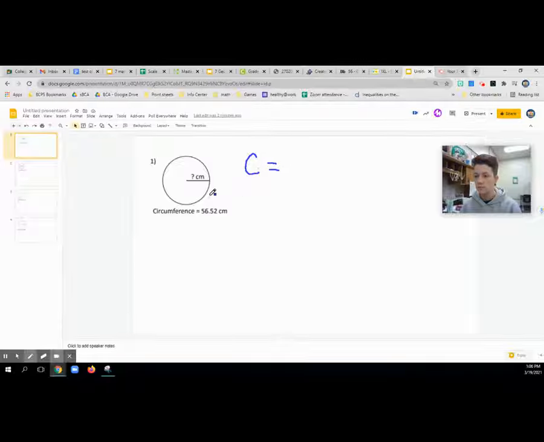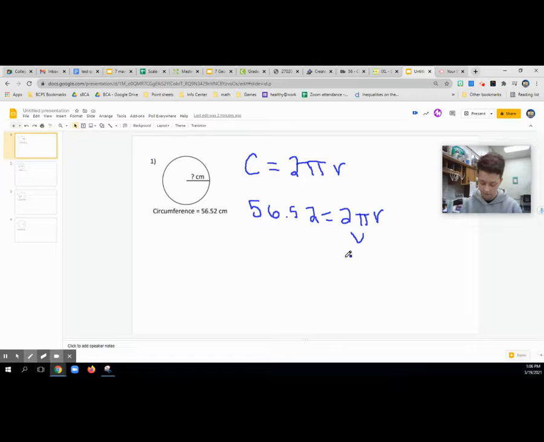Circumference is equal to, and I'm going to use 2 pi r because I want the radius, not the diameter. 2 pi r. Now I just substitute in the values that I already know. So circumference is 56.52, and we've got 2 and pi already, and r. All right, so now we can combine like terms. I'm going to use 3.14 for pi, and that means that this is 6.28 times the radius.